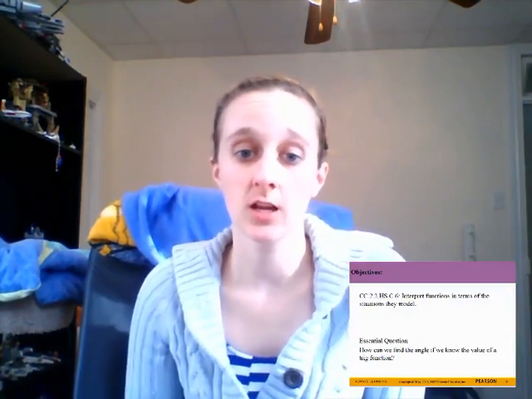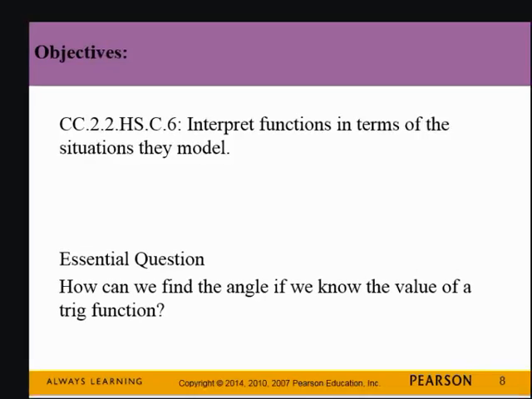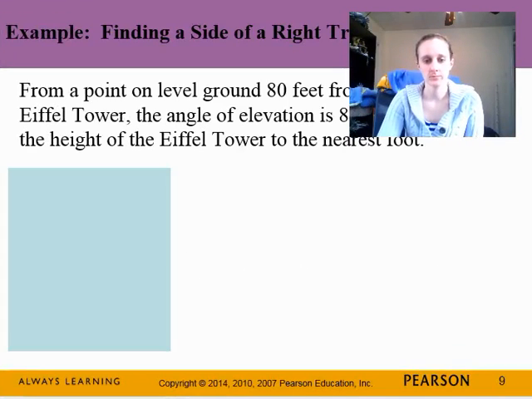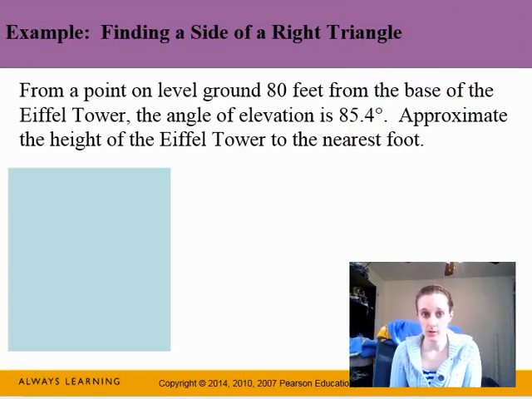Our standard and essential question are the same: how can we find an angle if we know the value of a trig function? This time we're going to be looking at word problems.